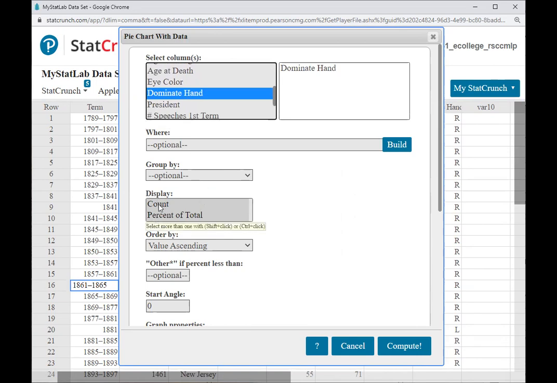And I'm going to display both the count and percent of total. You don't have to display either one, because when you hover over each pie piece, it will show you. But that's what I'm going to do. And then as far as which order to put it in, since especially in this case, there's only 2 options, it's not really going to matter. So I'm just going to leave that. And I'm going to compute.